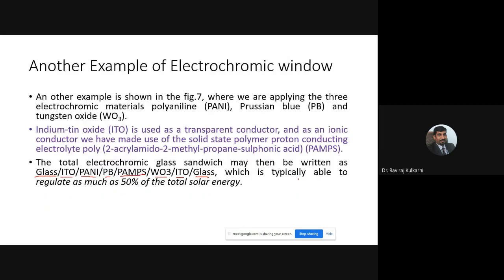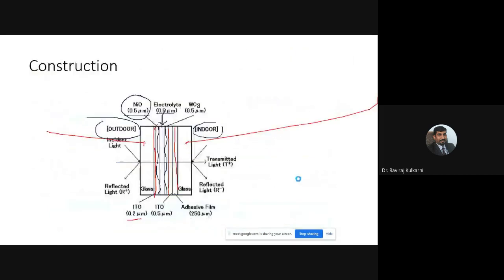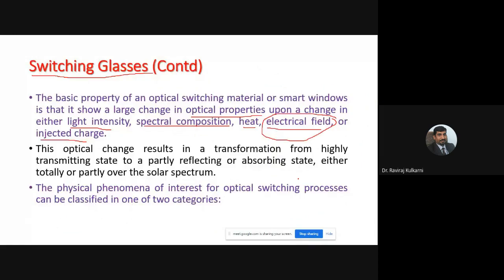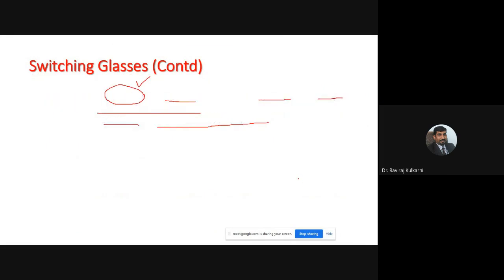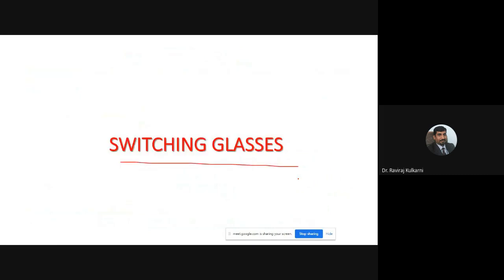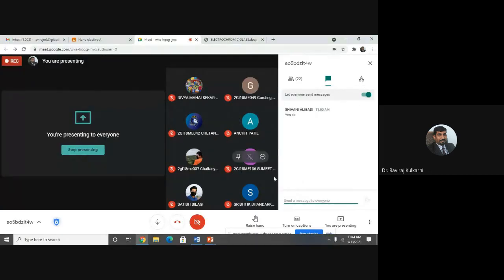Okay, I'll stop here. Other things I'll take up in the next class. If you have any questions, you can ask me. I don't think it's that difficult to understand. If you have any questions on switching glasses, you can ask me. If you don't have any questions, just type your name and USN.